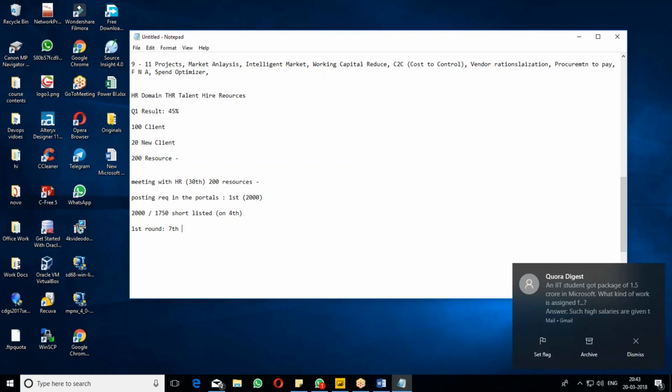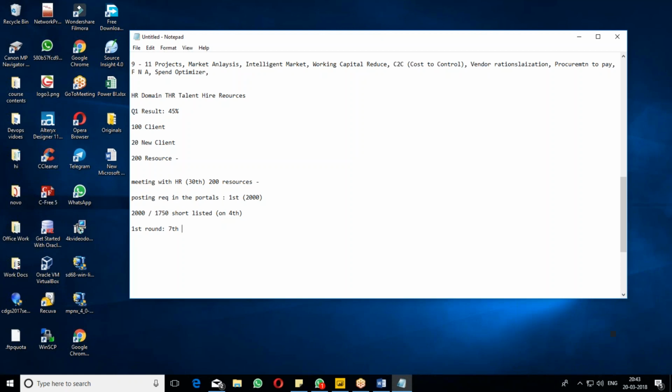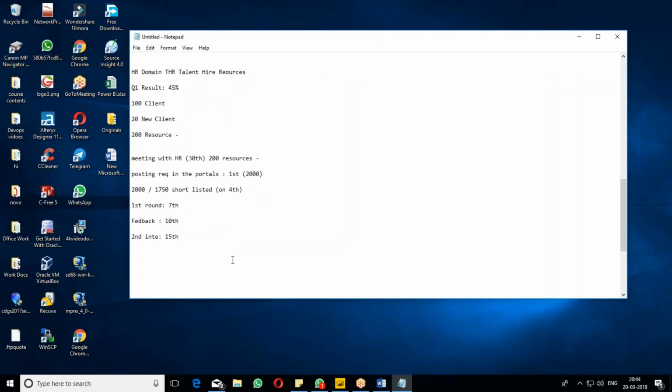Out of 750 people, they will expect a minimum or maximum of 1,500. Why? Because it doesn't mean that when they have scheduled the interview, everyone is going to attend it. No, so they will expect 1,500. They conducted the first round interview on the 7th, and on which date did they give feedback? They gave the feedback on the 10th. This is the first round feedback. And they scheduled the second round interview on the 15th. For how many people? In this first round, out of 1,500, they don't expect more than 800 resources. On the 15th they are conducting the interview for 800 resources, and they gave feedback on the 22nd.